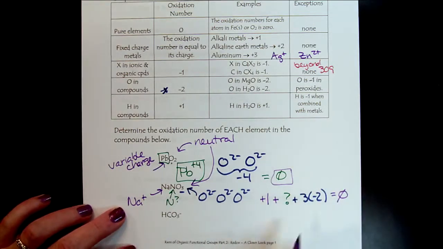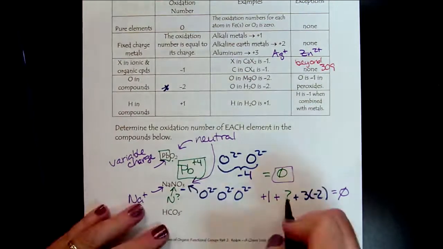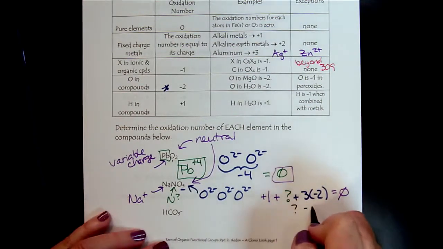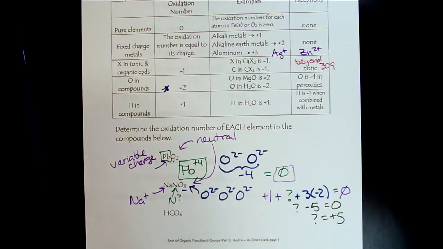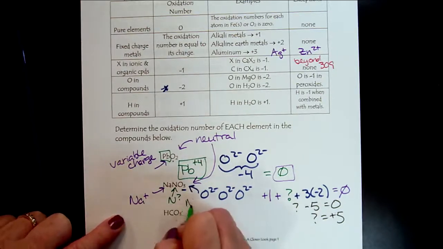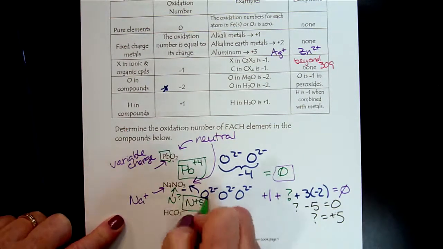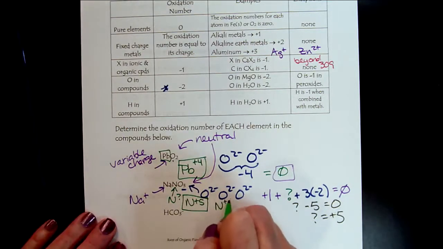So now we would simply solve for the charge on the nitrogen. We've got +1 and -6. So I'll just switch colors here. We have the question mark, -5 equals 0. So the nitrogen is going to be +5. So we already know the sodium and the oxide, and now we know nitrogen is +5. There we go, running out of room. It needs to be a good superscript.